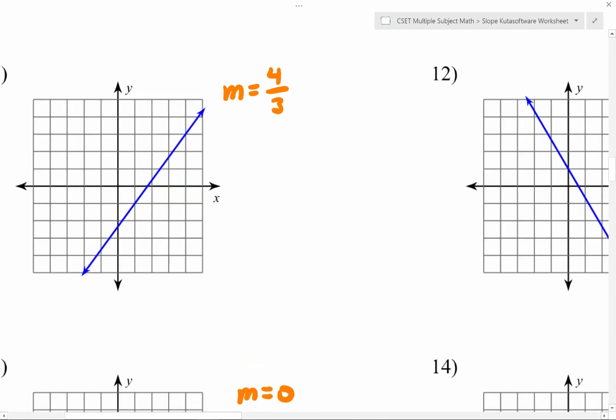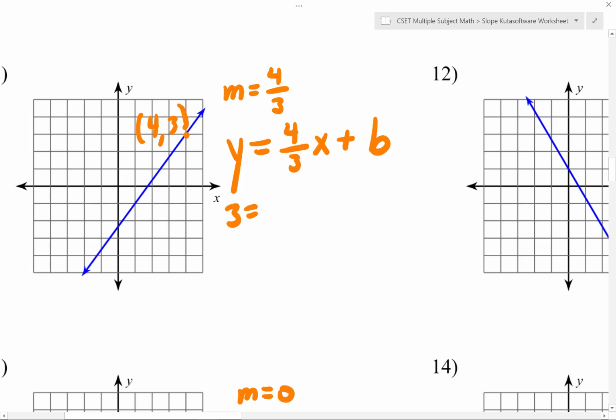Oh no, again. So again, that point is not easy to read. So I know it's supposed to be y equals 4/3 x plus b, but I don't know b. So I'm going to choose my favorite point. I'm going to choose maybe that one there. So 1, 2, 3, 4, 1, 2, 3. So 4, 3. The x is 4, the y is 3. So the y should be 3 when the x is 4.